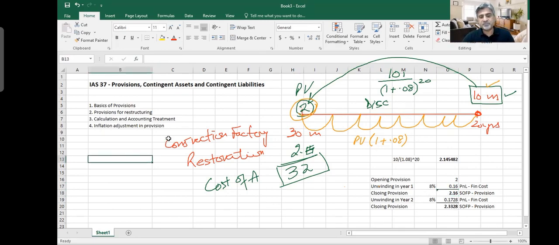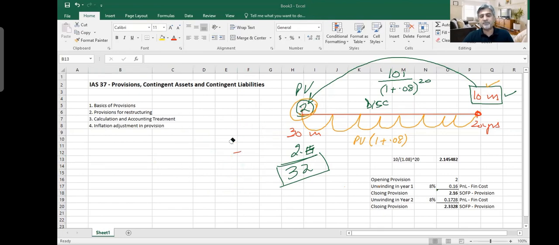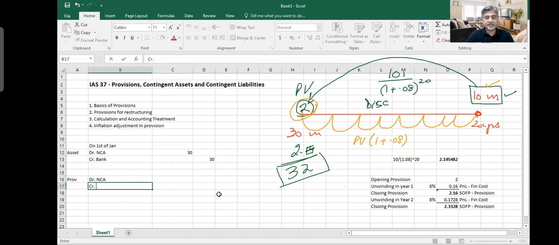Now, in case of this particular example, which I said, this factory thing, let's suppose that we created this factory on 1st of January. Let's suppose we started the project on 1st of January, okay? So on 1st of January, I should say debit my non-current asset and credit my bank, which is 30 million. And then again, this is my asset, which I made. Then again here, I record the provision, and I would say debit non-current asset, and I say credit provision.